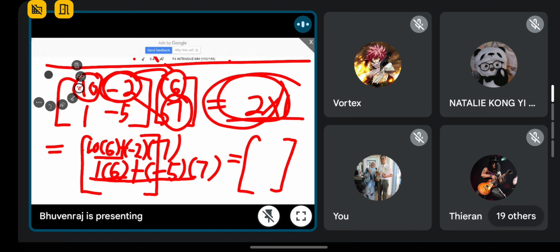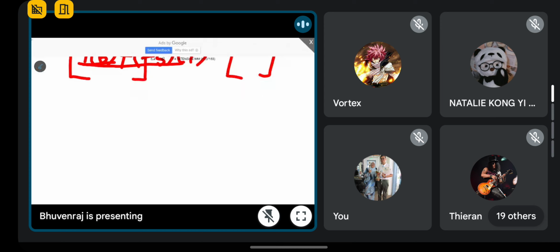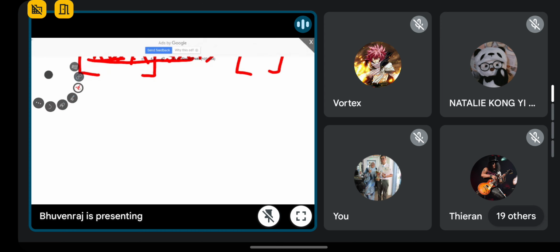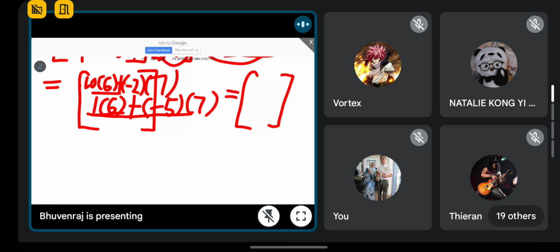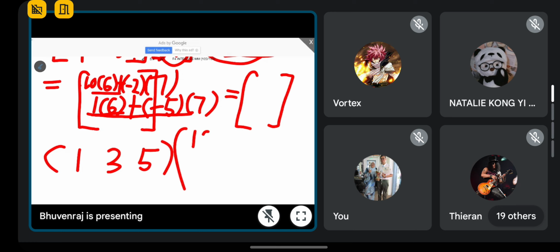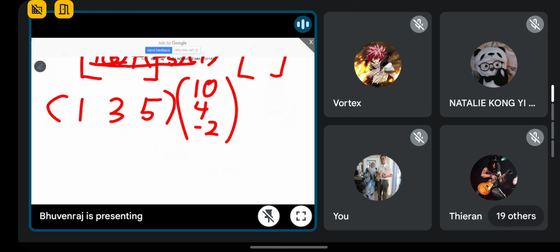Okay, so let me give you another example. Let's say kita pergi 1 times 3 pula. 1, 3, 5. 10, 4, negative 2. Okay guys, this one. Can you tell me, guys, based on this, your final answer, what shape of matrix? Apa bentuk matrix jawapan akhir kamu? What will your final answer look like?